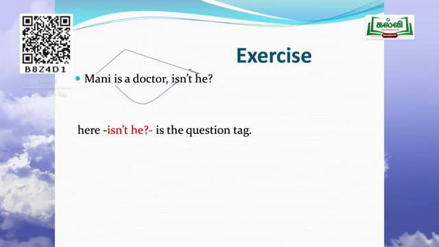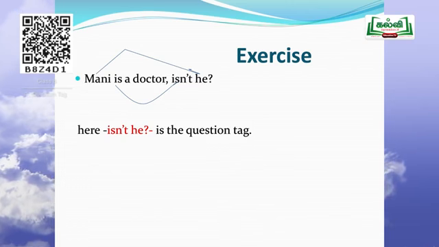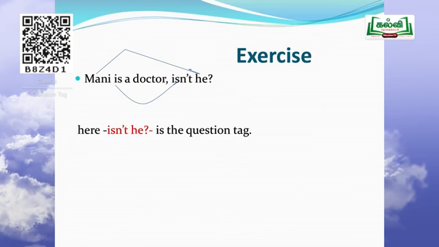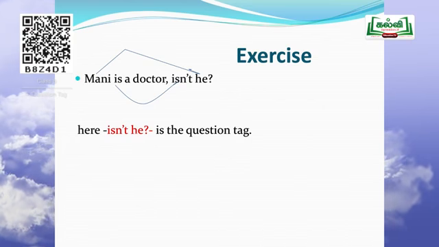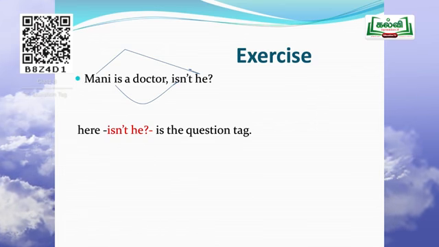The first thing is to identify the auxiliary verb. The second thing, you have to check whether the given statement is positive or negative. If it is positive, add not to the auxiliary verb. If it is negative, you need not add not to the auxiliary. Here the given sentence is a positive statement, so you have to add not to the "is".